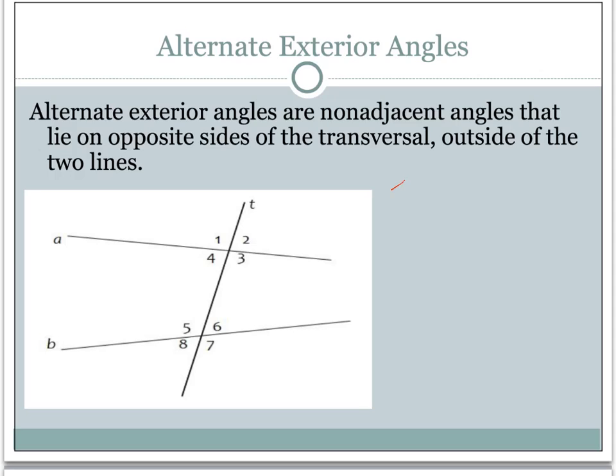So alternate exterior angles in this picture would be angle 1 and angle 7. They're on alternate sides of the transversal and the exterior of the lines. And the other pair would be angles 2 and 8. Those are your pairs of alternate exterior angles.